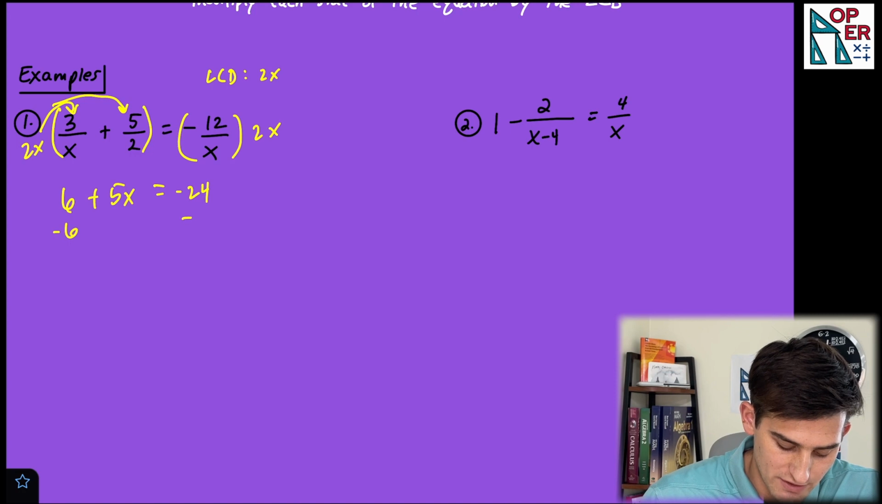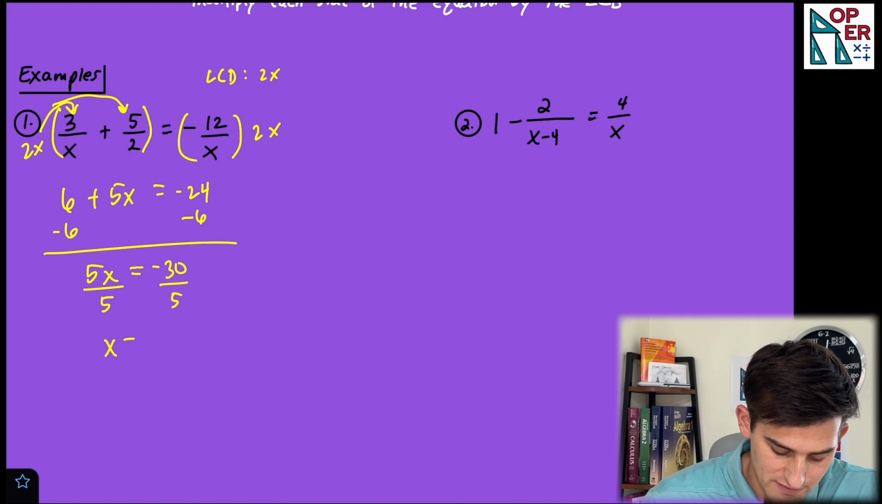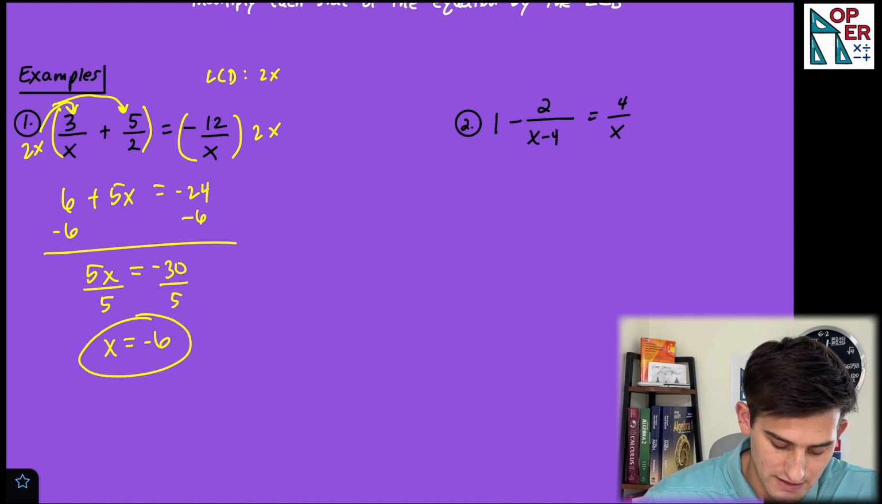So now we subtract our 6. We get 5x is equal to negative 30. And we divide both sides by 5 to get x is equal to negative 6.